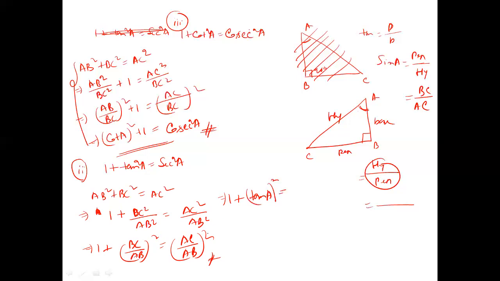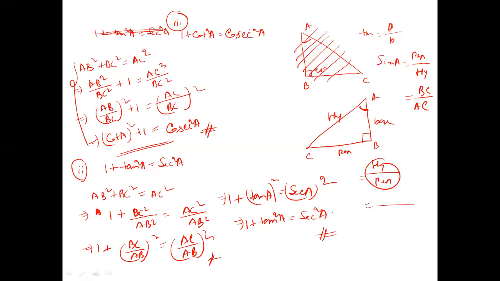And now see, AC by AB, that means your hypotenuse by base. Now see, cos is base by hypotenuse. Cos is the ratio of base by hypotenuse. So the reverse of cos will be your sec. So it is AC by AB, that means reverse of cos. So it is your sec A. Now if you write it, it will be your 1 plus tan square A equal to sec square A. Yes or no? This is the second trigonometric ratio.